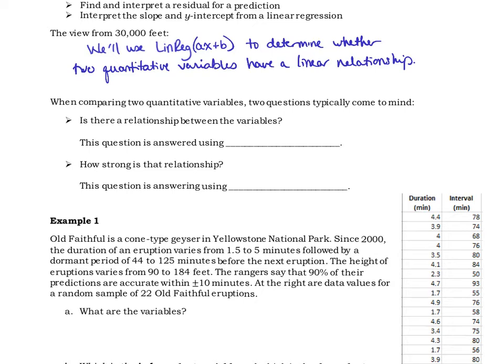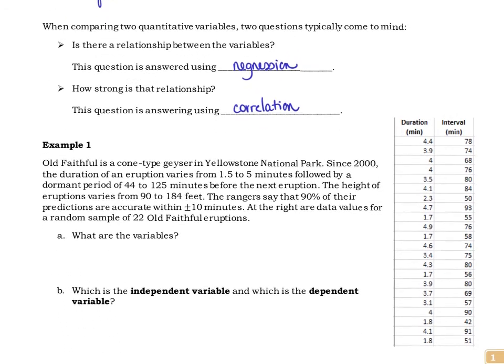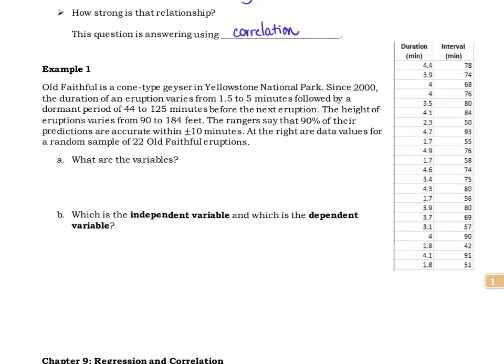Okay, so there's two things that people usually ask when you compare two quantitative variables. The first one is, is there any sort of relationship between the variables? That question we answer using something called regression. And then the second question that comes up is, how strong is that relationship? And that answer comes from looking at the correlation. All right, so let's go through one example here that'll show some of those, and it should also bring up some terms that you have heard before.